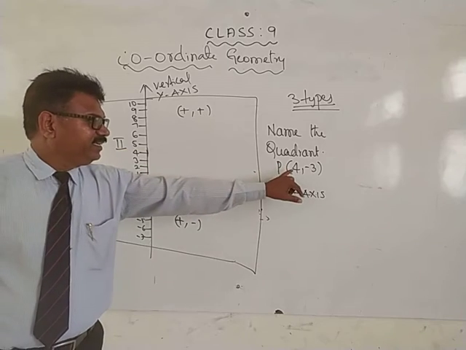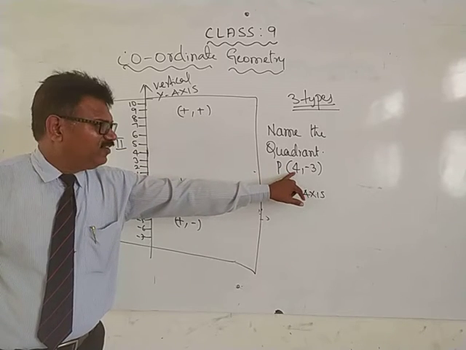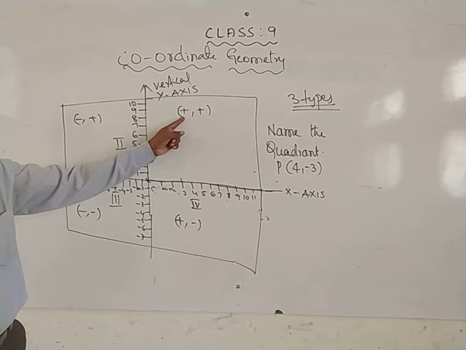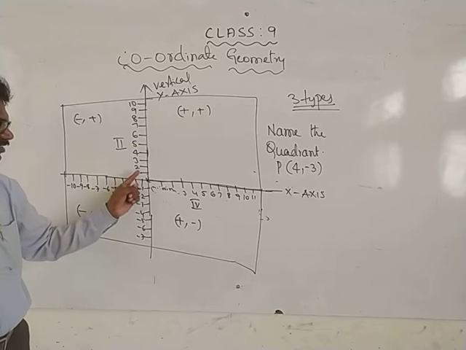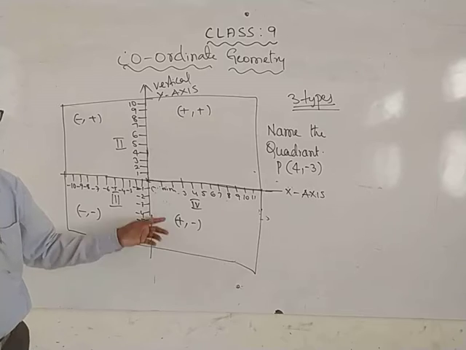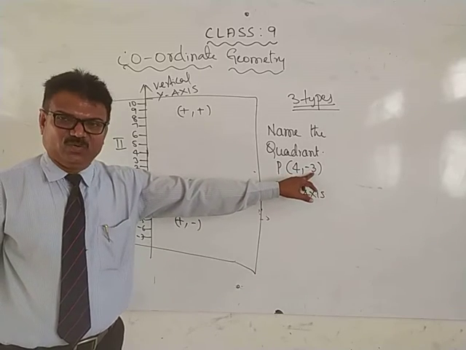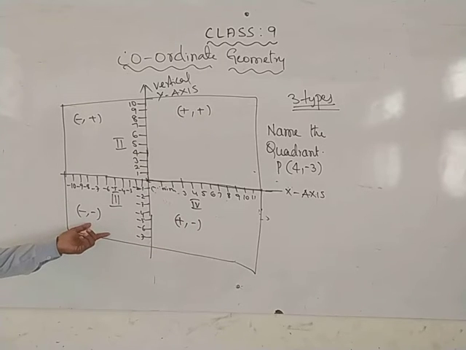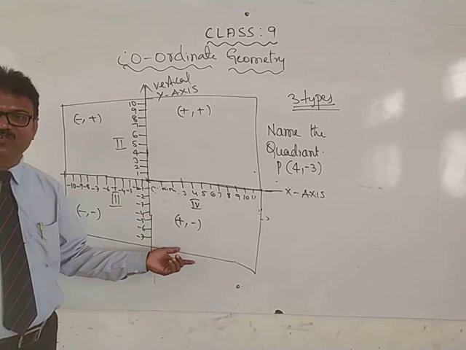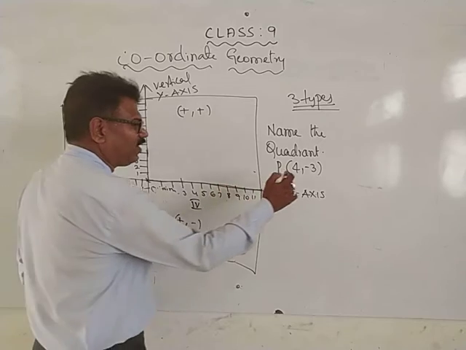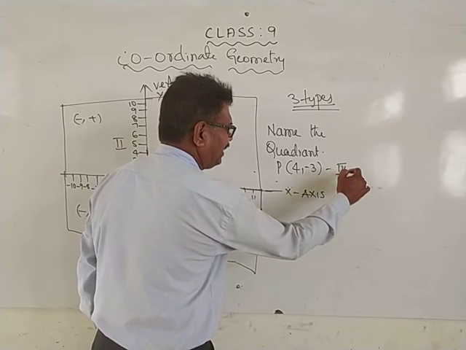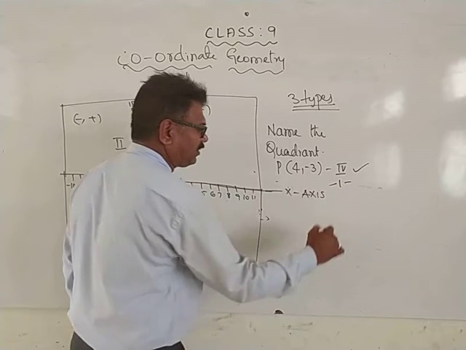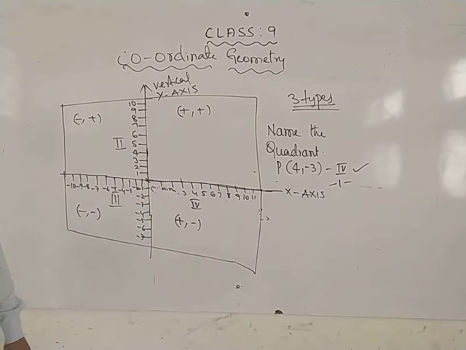We should see here, the x value is positive. X positive means it is the first or fourth quadrant, so these two are waste. Next, y is negative, which means the third or fourth quadrant. The third is not there because x is positive. Therefore, the remaining one is the fourth quadrant. If you write like this, you will get 1 mark. Did you understand this?